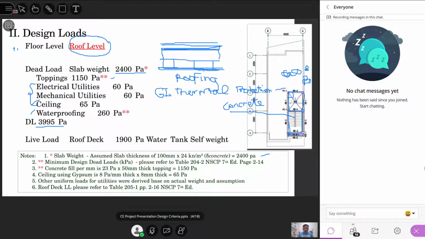And then you have now the water tank. That is the self-weight of the tank. So, depende kung ano ba yung weight ng tank. So, i-impose mo pa rin yun kung ano ba yung weight ng tank. Okay? Now, basically, tank will be 85% full. So, you can calculate the water. Okay?